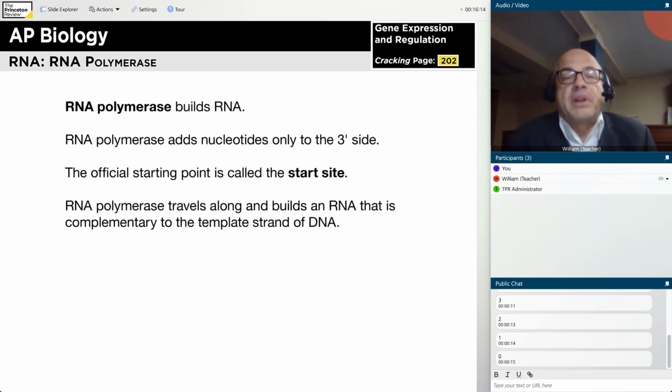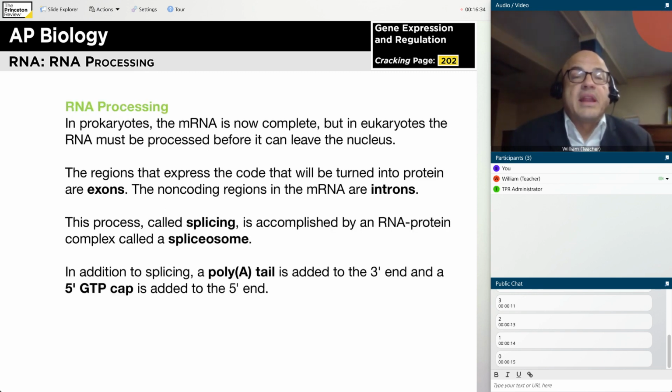Your RNA polymerase, whichever way you like to remember it, is going to build. It's going to add onto the 3' side, and it's going to have a starting site. Okay, starting point is where you're going to have to go, and it travels along and builds up the RNA so that it's going to be complementary to the DNA, of course.